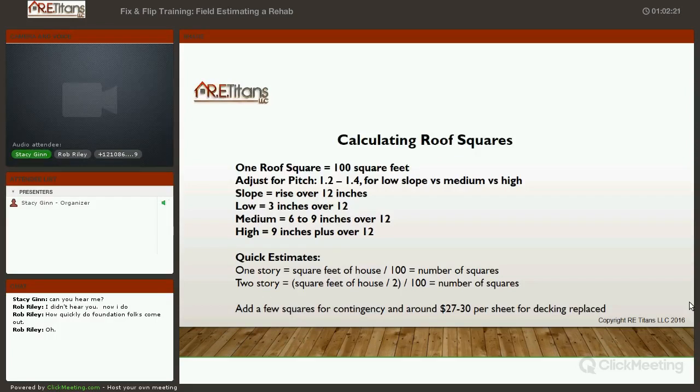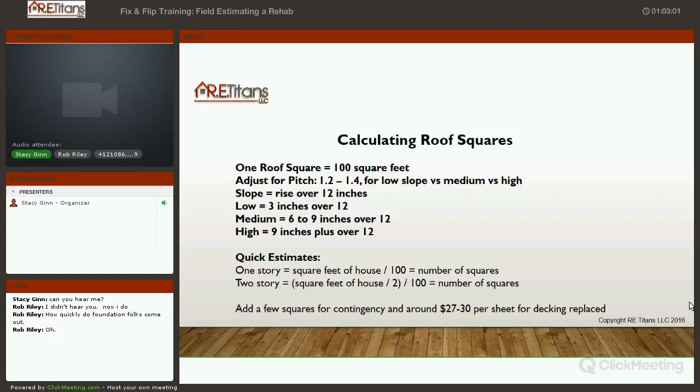The other thing you want to do, when you're looking inside the attic or maybe inside the garage, is always add a couple sheets for decking. Decking is the plywood on top of your rafters that your roof has been nailed into. If you start seeing a lot of rotted decking, which are your 4x8 plywood sheets, most roofers charge about $27 to $30 per sheet for decking to be replaced. Normally roofers will throw in and say, okay, this includes a couple of sheets of decking anyway.